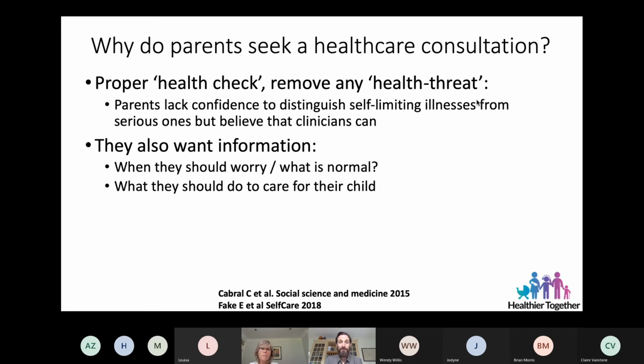But they also want information, at least that's what they tell us in these two papers. They want to know, okay, you think the child's okay now, but how will I know that they're still okay if something changes? So when should they worry? What is normal? What can they expect for that illness? And at a practical level, what can they do to look after their child, do the best for their child here and now? And this sort of information really has fed into our approach at the Healthy Together project in terms of the kind of information we're giving to parents and also clinicians to support them in their assessment.